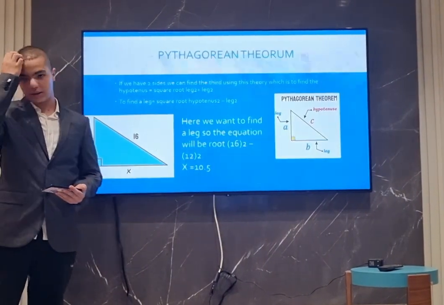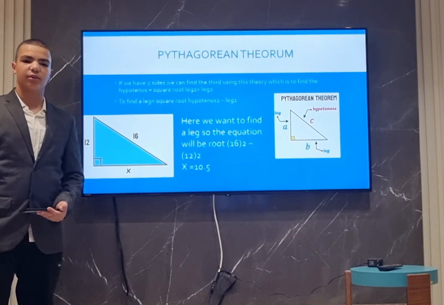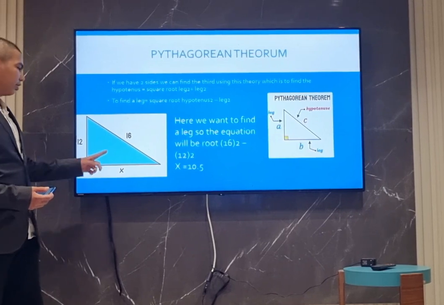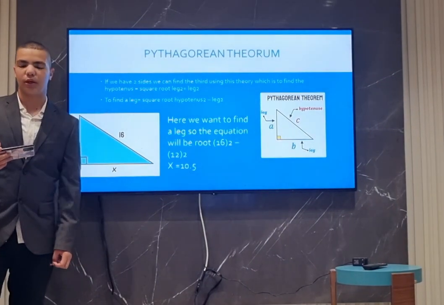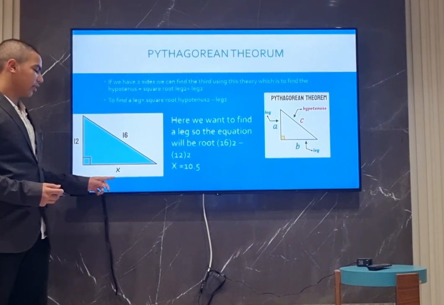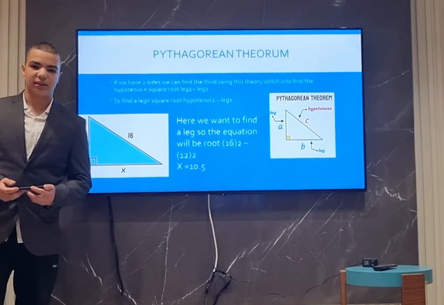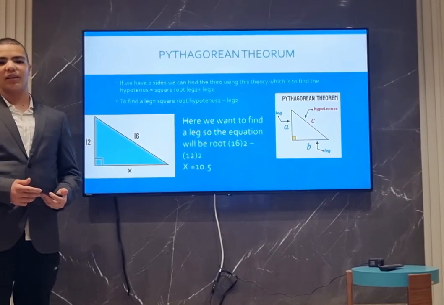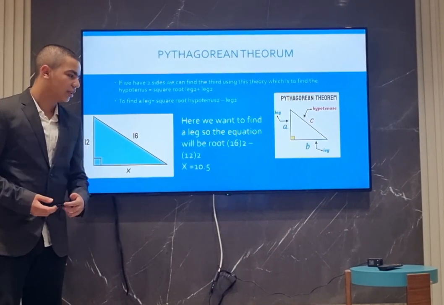Okay, if we are given two sides in a right triangle and want to know the third, there's a theorem that we should use. It's called the Pythagorean theorem. The hypotenuse is the side in front of the right angle. If the hypotenuse is missing, we take the square root of the first leg power 2 plus the second leg power 2, and it will give us the hypotenuse. But to find one of the legs, we take the hypotenuse power 2 minus one of the legs power 2 to find the missing one.